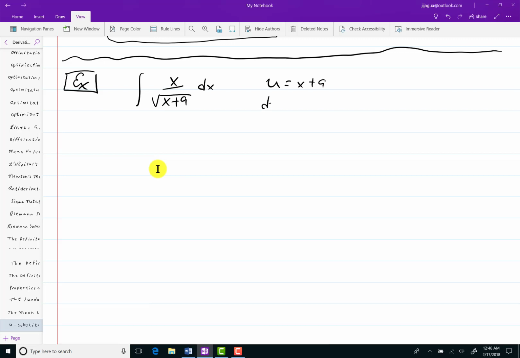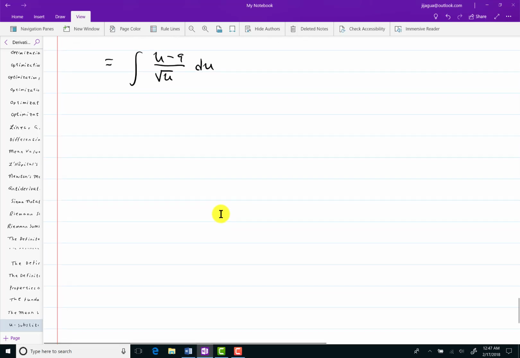One good thing about it is that du is simply dx. So now, I won't have an x, I will have u minus 9. And in the denominator, I will have the square root of u. And then dx and du are the same. But I'm going to do the same thing I did before. Notice now I can break this apart into a difference of fractions. So I'll have u over the square root of u minus 9 over the square root of u du.